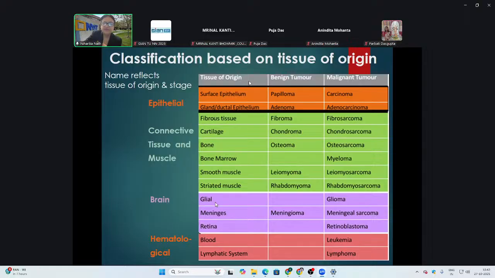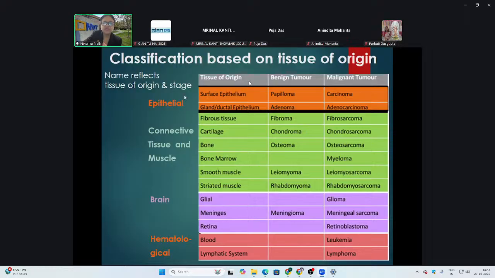The word glial refers to the brain. Glial cells, and I'll show you a diagram later on, give rise to brain cancer. So brain cancers will be glioma, meningeal sarcoma, or meningioma if it's just benign, and retina, and I'll talk about retina and retinoblastoma. These are central nervous system related. The other one is blood and lymphatic system cancers: leukemia and lymphoma. These are all hematological cancers. Lymphoma is from the lymphatic system, and leukemia is in the lymphocytes in the blood.